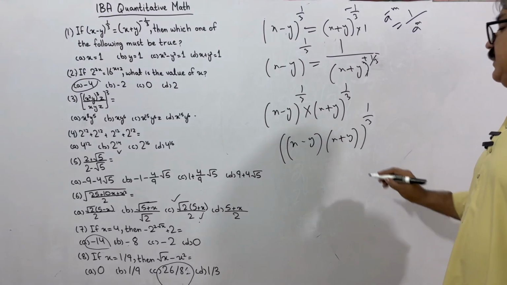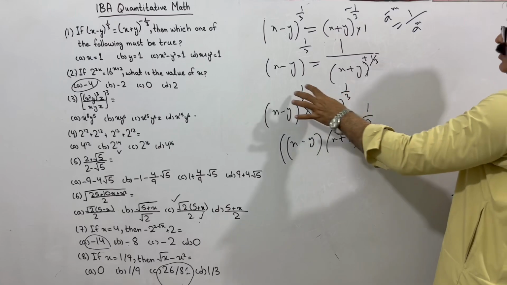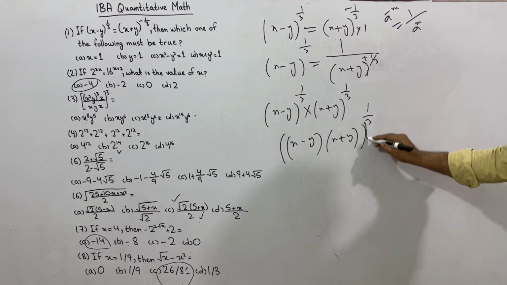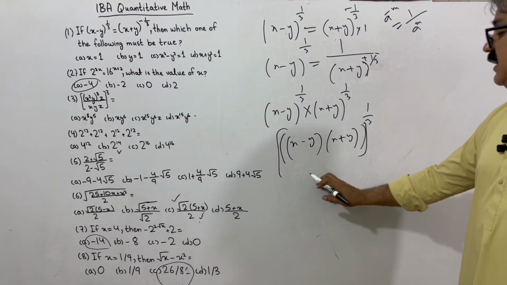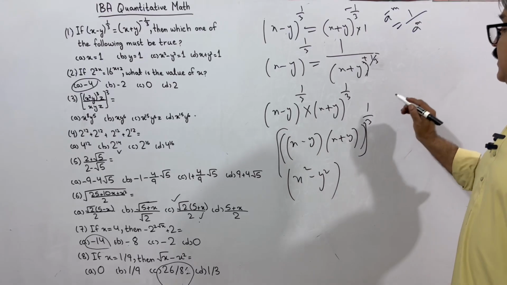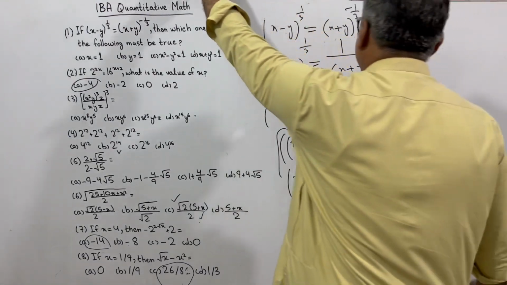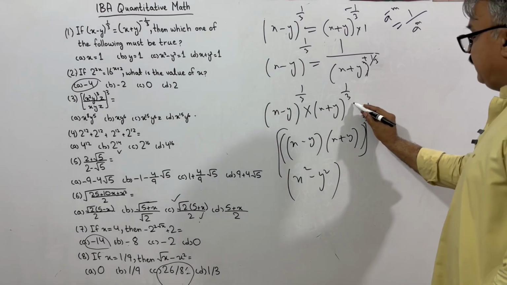We are in a position to write it in that fashion. Both have the same exponent, so I can write (x minus y)(x plus y) overall raised 1 over 3. Now (x minus y)(x plus y) can be written as x square minus y square, raised 1 over 3.